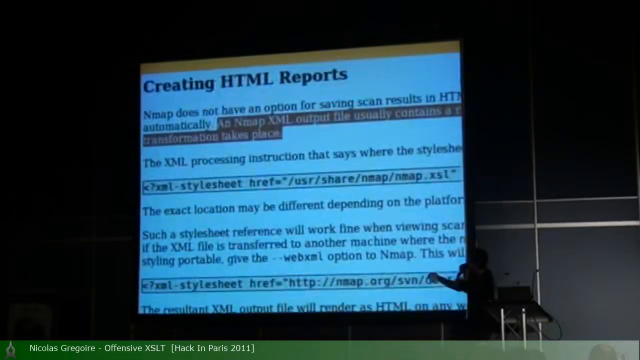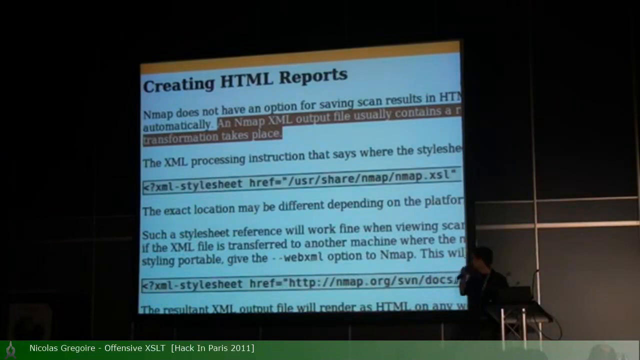So that's an extract from the Nmap documentation. The important part is this one. We have this kind of tag, which is a processing instruction, and which will tell the engine to start a transformation using this file as the transformation code. So that's the trigger which will allow us to execute some XSLT transformation in the browser.